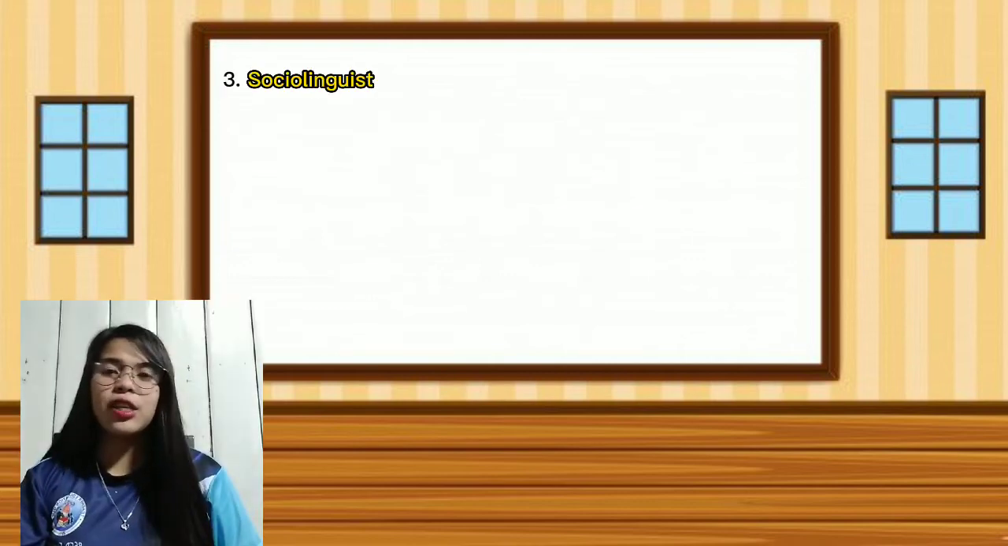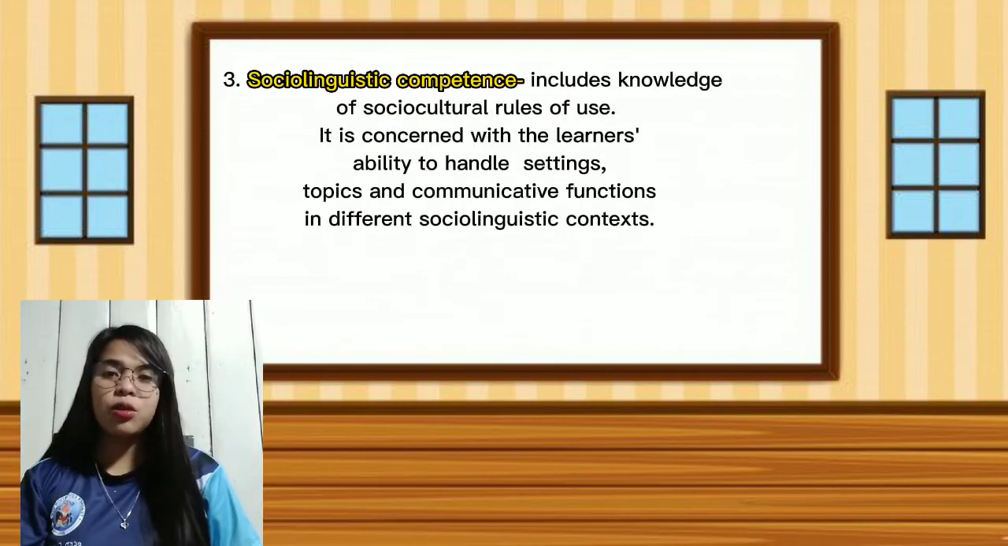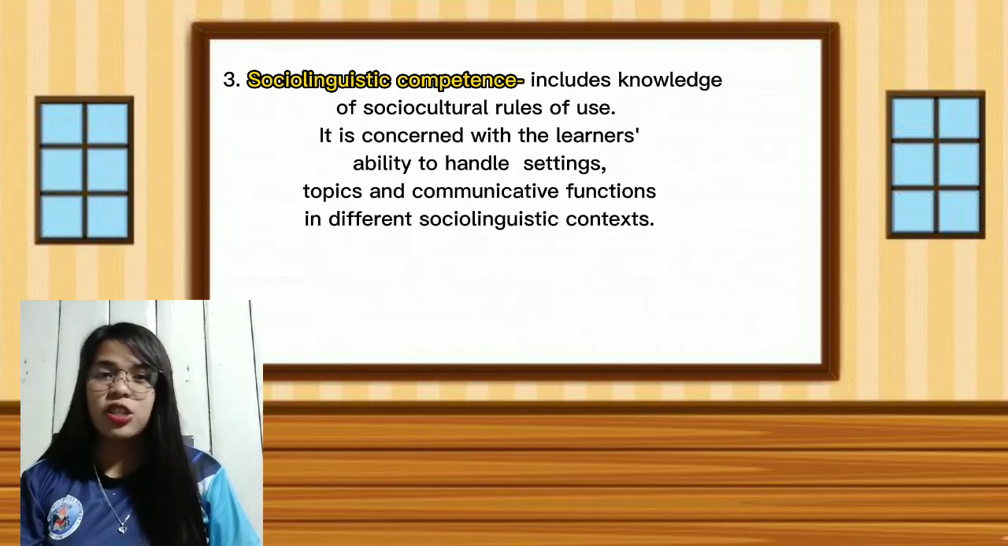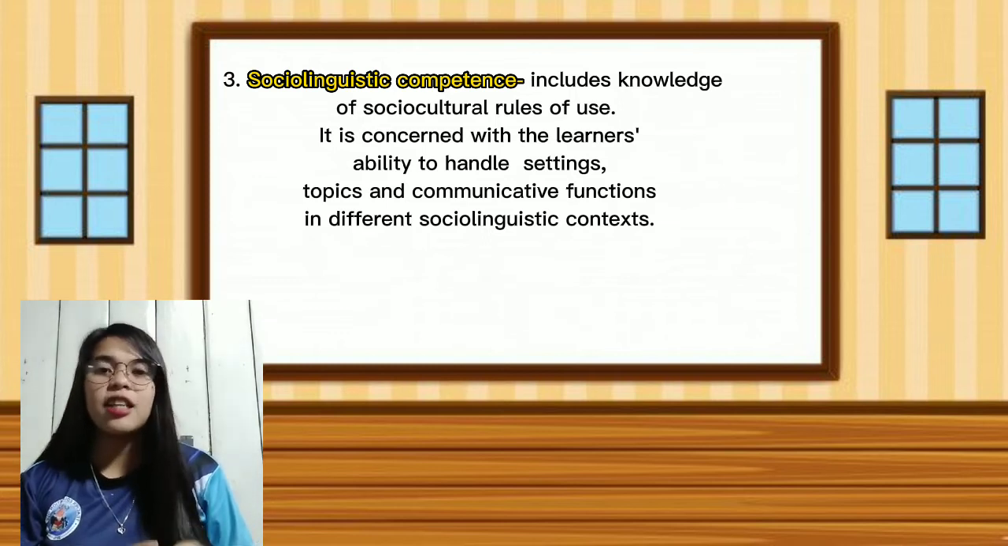Next is sociolinguistic competence, which includes knowledge of sociocultural rules of use. It is concerned with the learner's ability to handle, for example, settings, topics, and communicative functions in different sociolinguistic contexts.